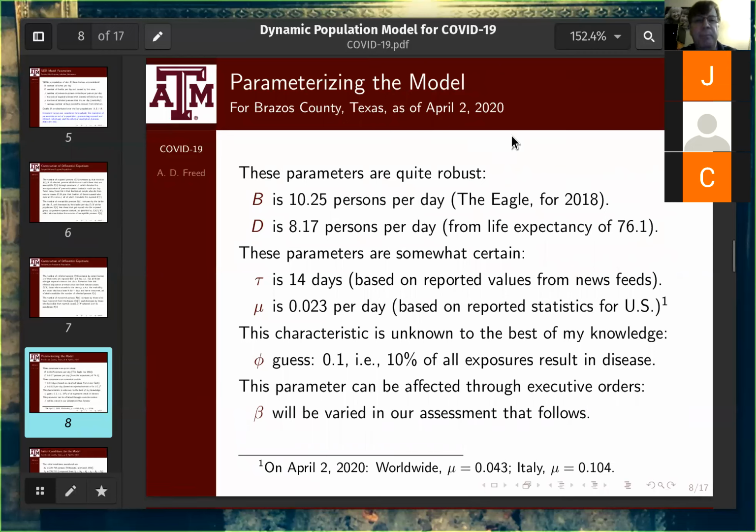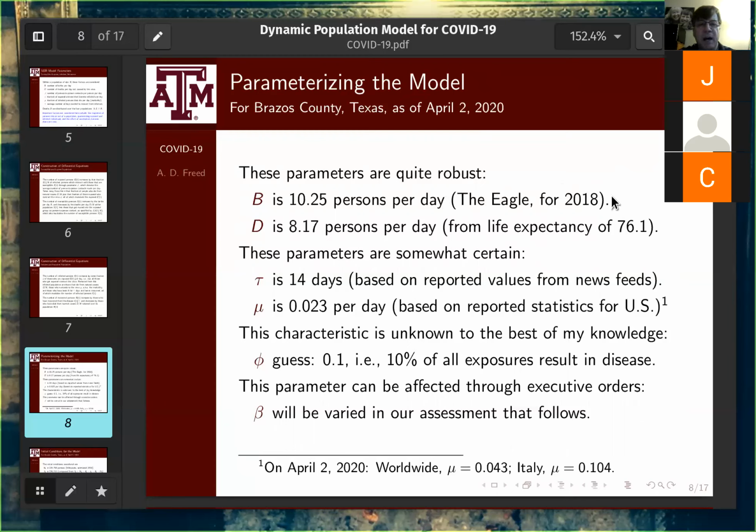So now let's talk about parameterizing the model. And like I said, this is for Brazos County, and it's based on data that were available yesterday, April 2nd. So the births, I went to the Eagle, the local newspaper here in College Station, and I found an article that talked about the number of births that took place in Bryan and College Station. I didn't get the county, but I got Bryan and College Station.